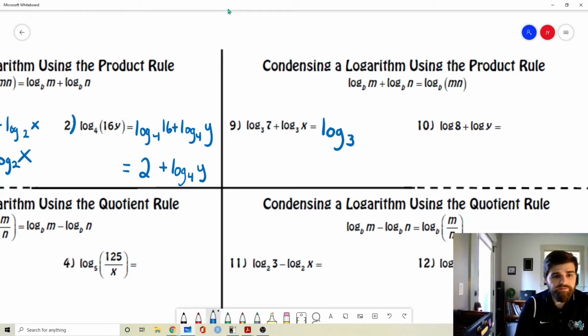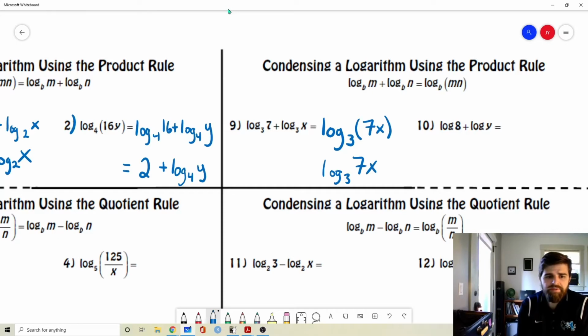And then inside of here, inside my argument, I'm going to have 7 times x. Notice I'm using parentheses here. We don't necessarily have to do that. If I just wrote log base 3 of 7x, that's probably okay. But I just want to make it really clear that the 7 and the x are inside the log, right? Instead of log base 7, or sorry, log base 3 of 7 times x. So the parentheses make this really clear that the x is within the log.